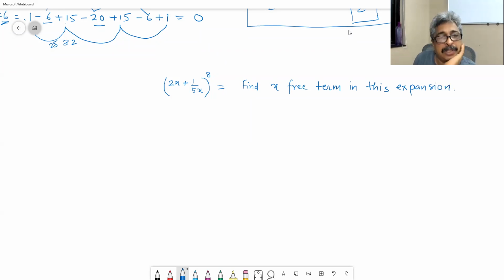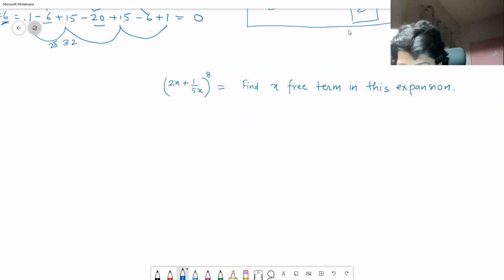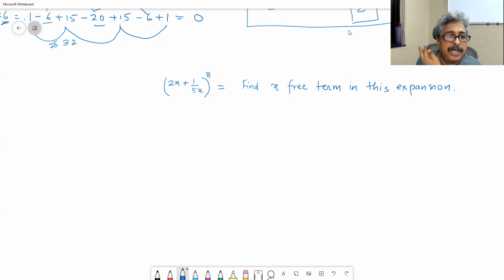Okay, what is the question? 2x plus 1 upon 5x bracket raised to 8. We can write the binomial expansion of this, all 9 terms. Now if this index is 8, there will be 9 terms. Why? Because our r starts from 0.